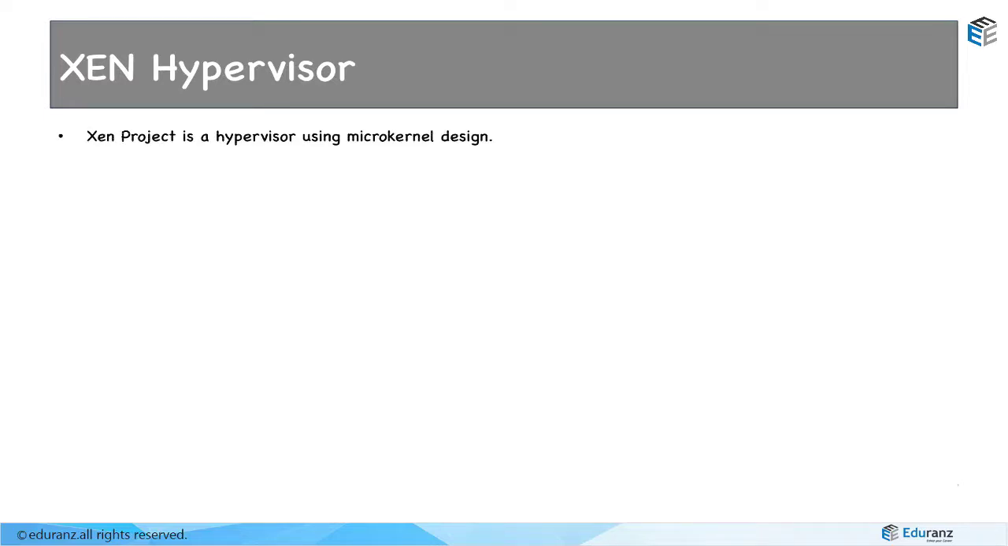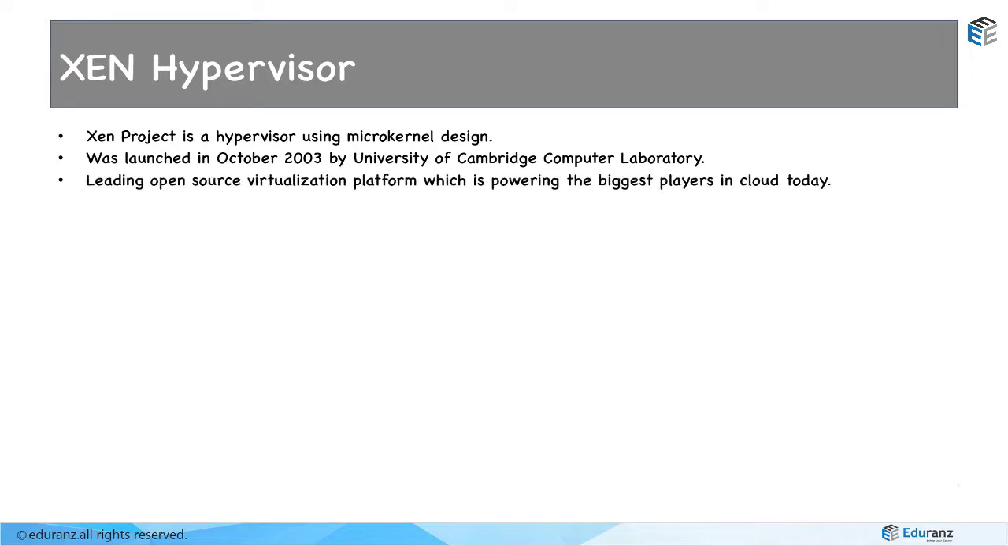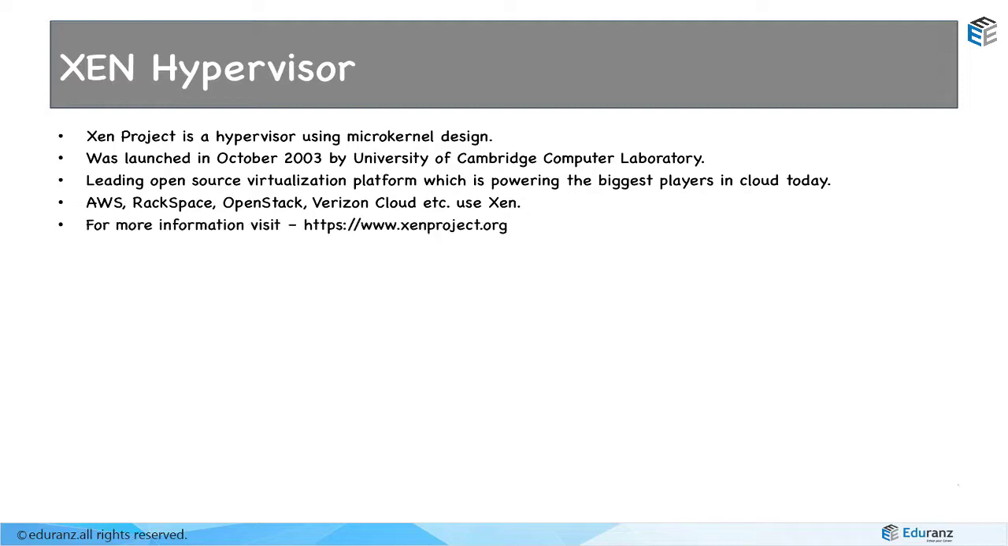Xen project is a hypervisor using microkernel design. It was launched in October 2003 by the University of Cambridge. It is the leading open source virtualization platform used by big cloud players today: AWS, Rackspace, OpenStack, Verizon Cloud, etc. use Xen. Now AWS is the biggest contributor in the open source project. And if you need more information, you can visit their page www.xenproject.org.